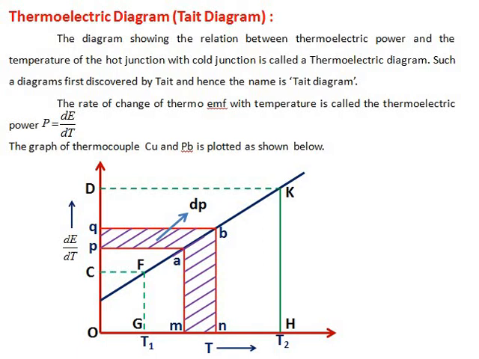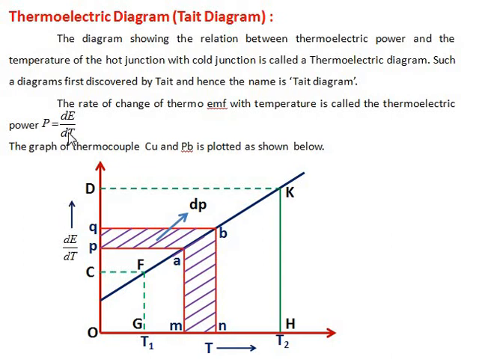The temperature of hot junction with the cold junction is called thermoelectric diagram. Such diagram was first invented by Tate, hence the name Tate diagram also. It is also called as Tate diagram, dear students. The rate of change of thermo EMF with temperature is called thermoelectric power, that is P is equal to dE divided by dt.